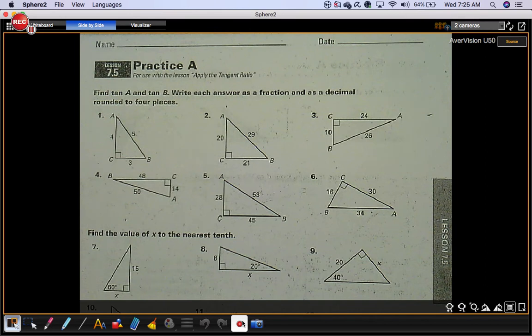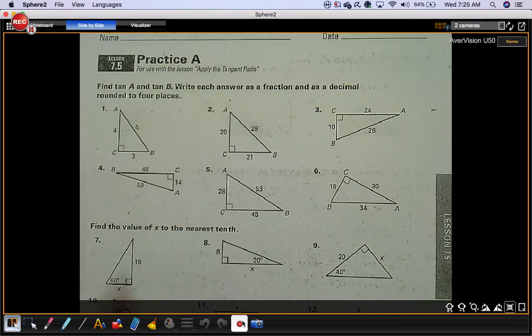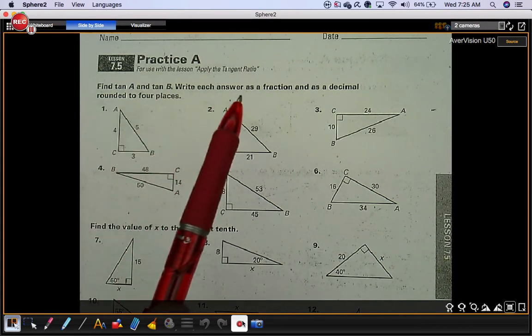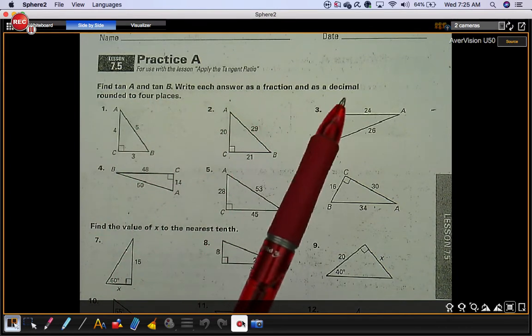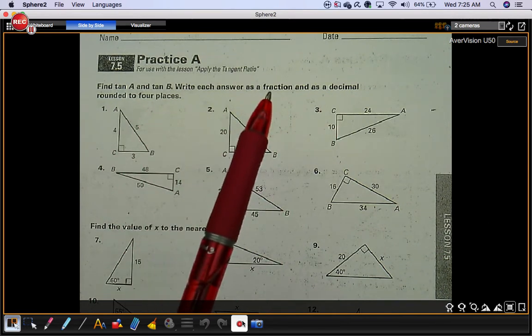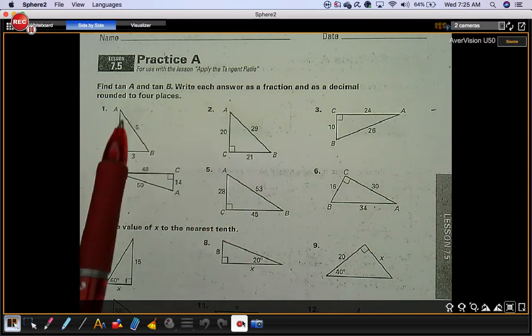This is section 7.5, practice A. We're going to find the tangent of A and the tangent of B, and we're going to write each answer as a fraction and as a decimal rounded to 4 places. I'm more concerned with the fraction, but we'll write the decimals out too.